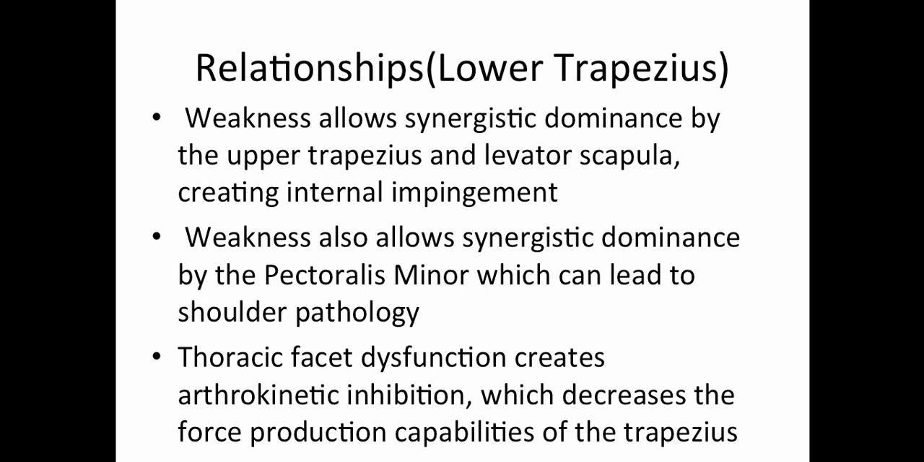Weakness of the lower trapezius allows synergistic dominance by the upper trapezius and the levator scapula, creating internal impingement. Weakness of the lower trapezius also allows synergistic dominance by the pectoralis minor, which can lead to shoulder pathology. Any kind of thoracic facet dysfunction can create arthrokinetic inhibition, which decreases the force production capabilities of the trapezius.